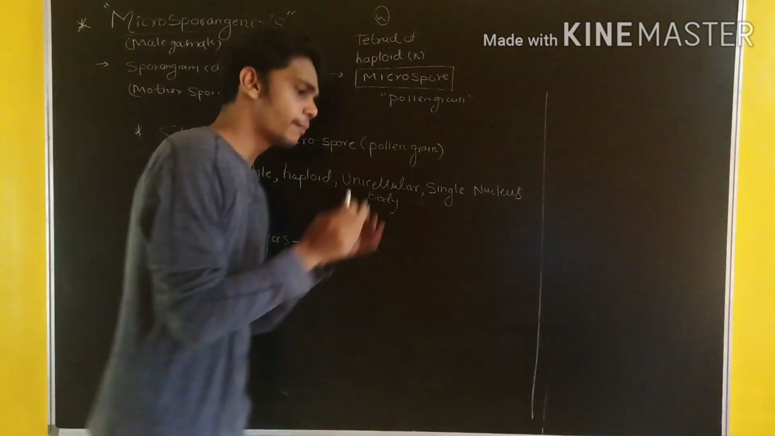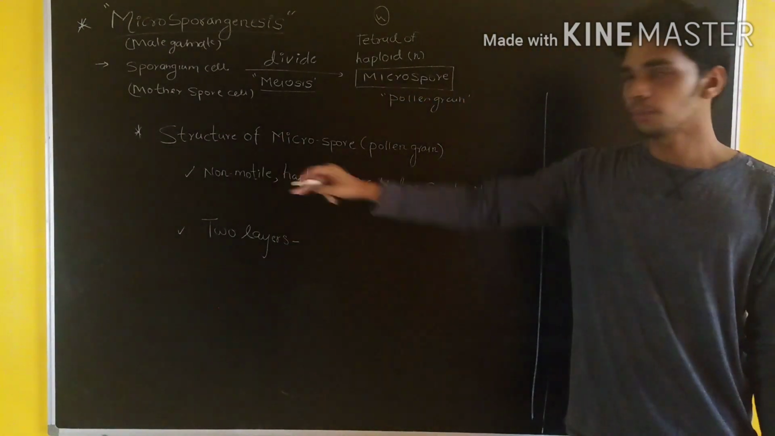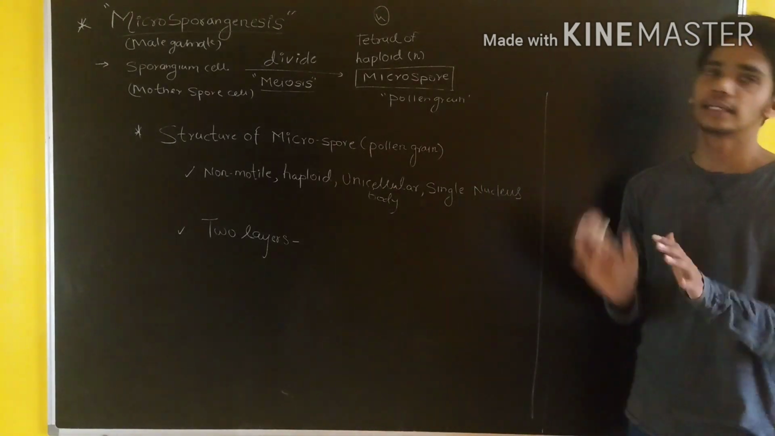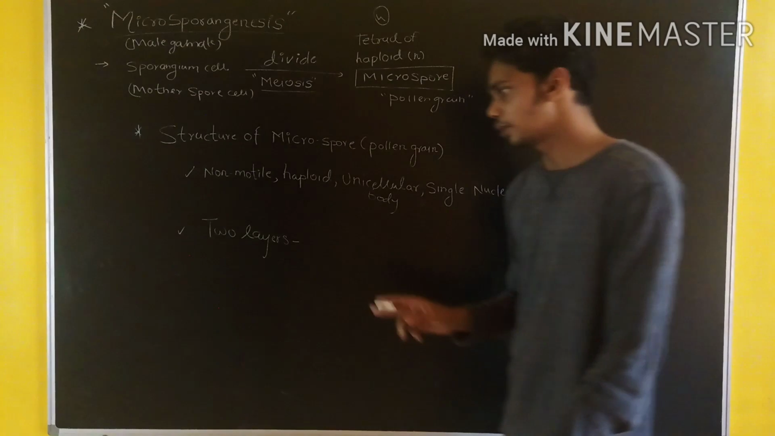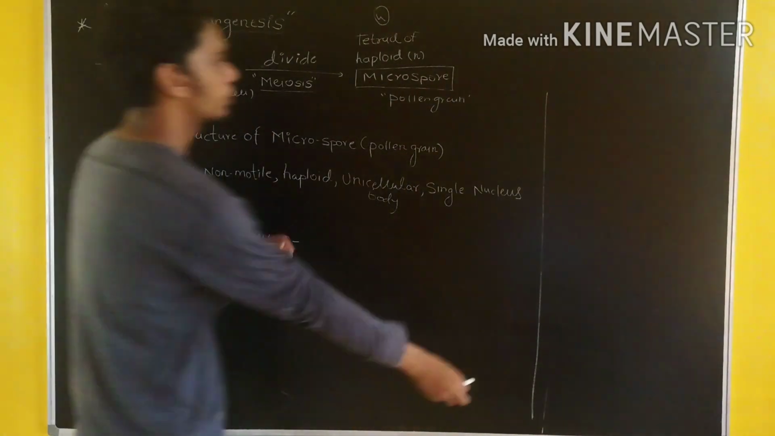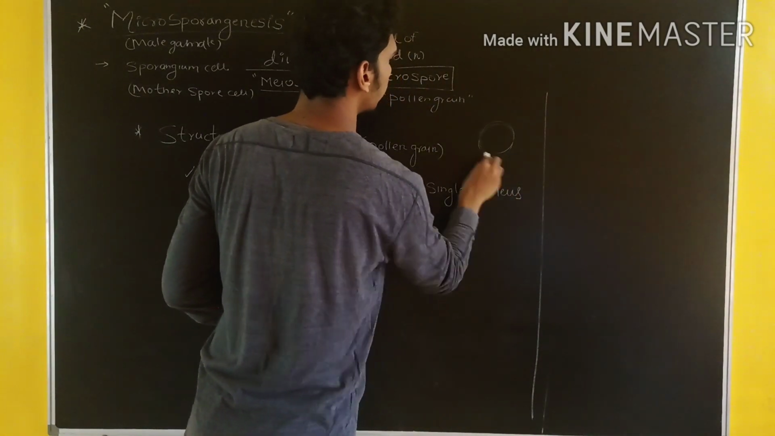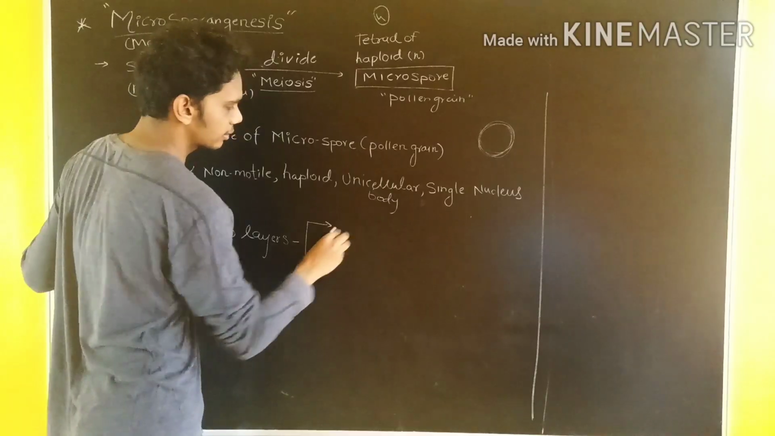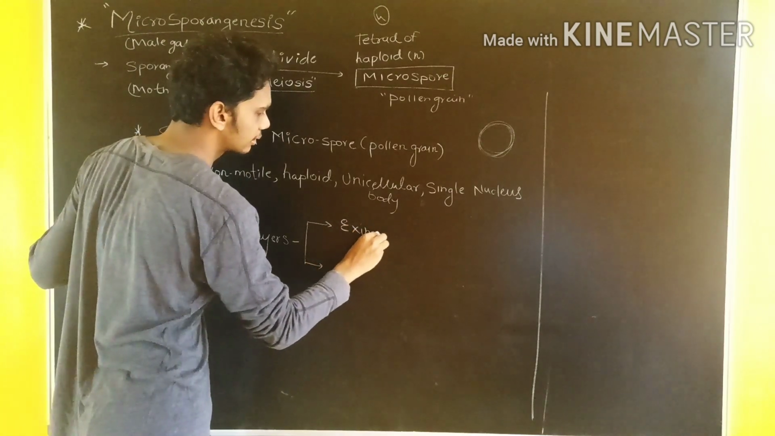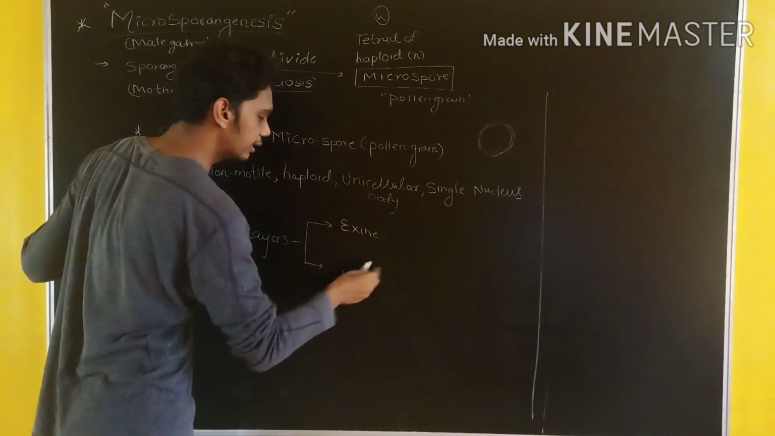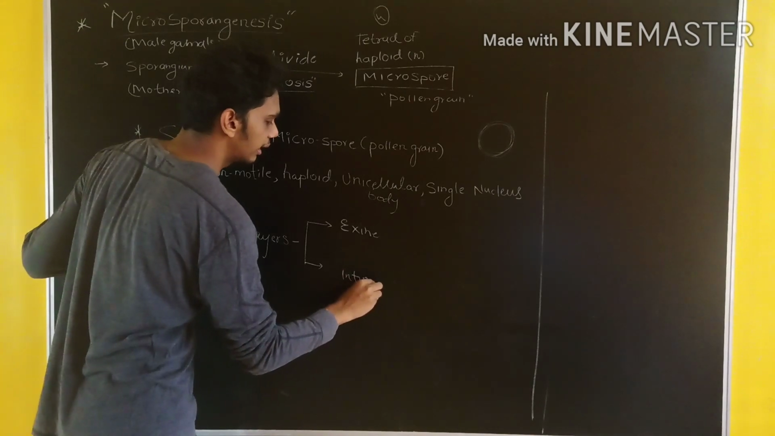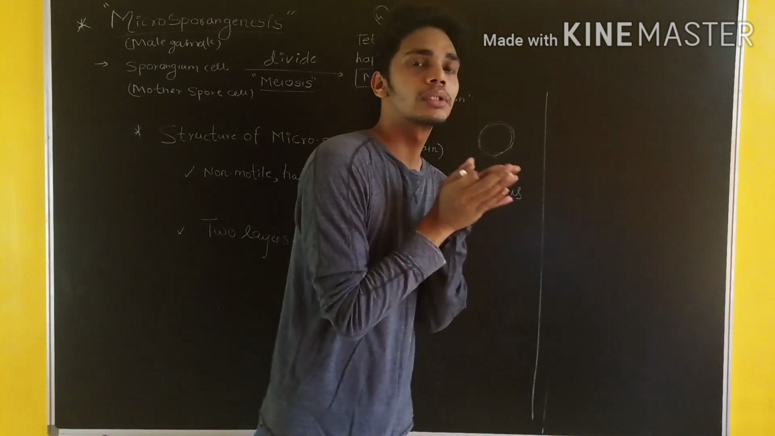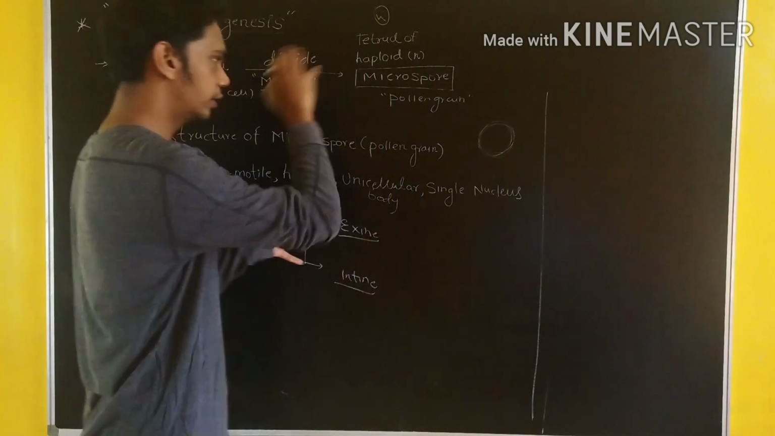See, most of the pollen grains are non-motile, haploid, unicellular bodies, and they possess a single nucleus. Now the pollen grain. Suppose I am drawing a pollen grain here. It is made up of two layers: exine, which is the outer layer, and the inner layer, which is called the intine. Let's study the exine first. Exine is the outermost part of the pollen grain.